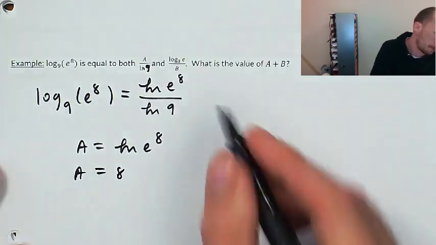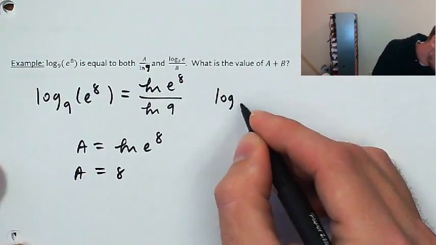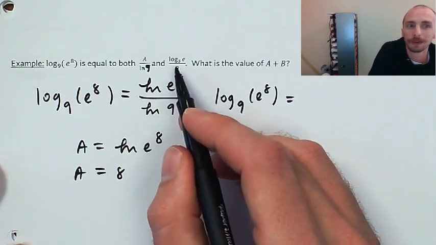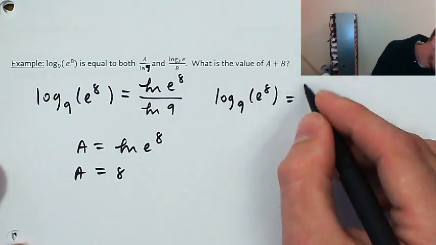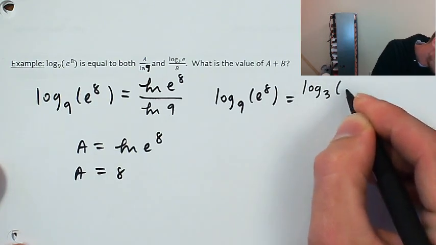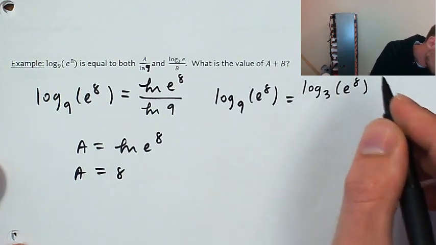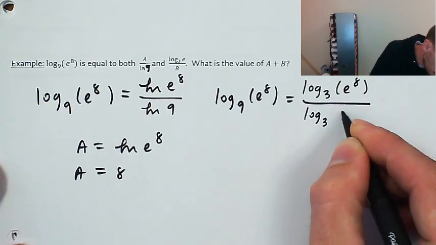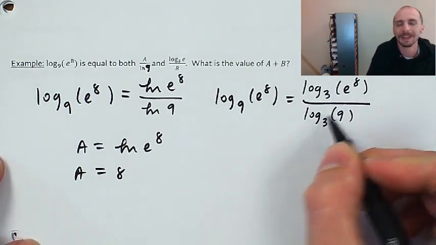All right. Then for b, I'm just going to set up another equation. Log base 9 of e to the 8 is going to equal, and in terms of log base 3, I'm going to have to get a ratio of 2 logs with base 3. So log base 3 of e to the 8 divided by log base 3 of 9. And it's like, okay, these are all fitting together.